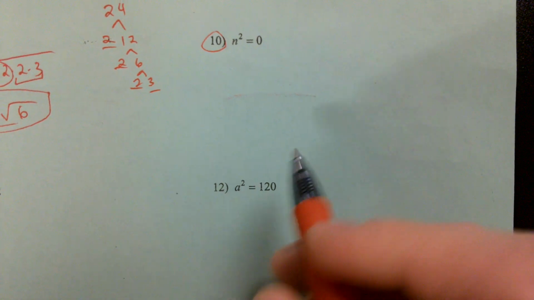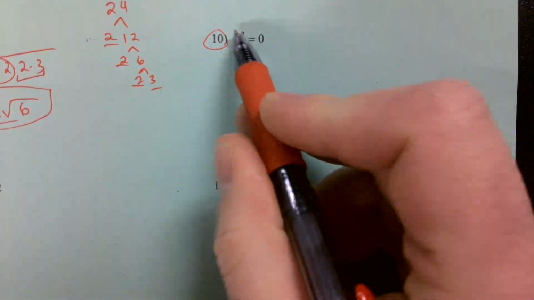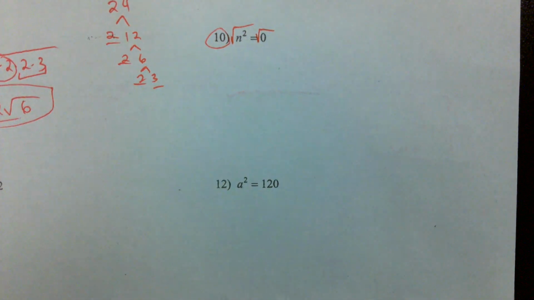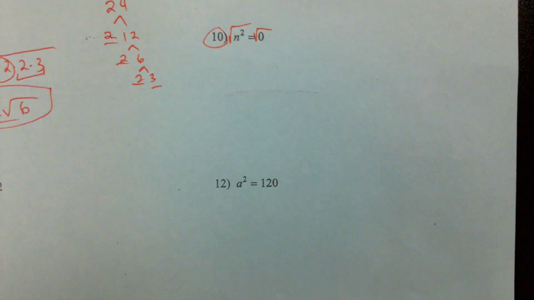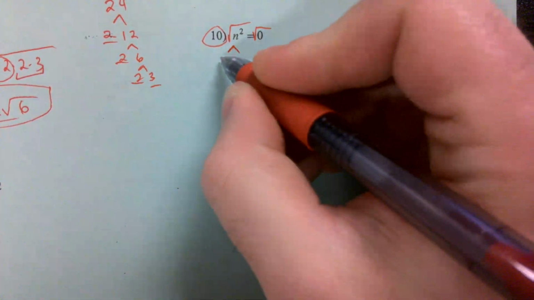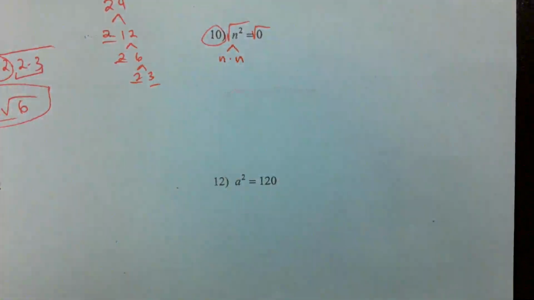If I want to get n all by itself, I've got to do the inverse of squaring a number, which is taking the square root. What I do to one side, I have to do to the other. So I square root both sides. Now, like we said in the warm-up, n squared, that's just n times n.